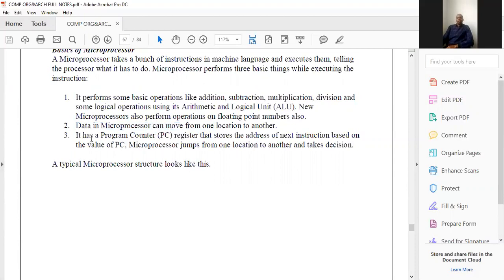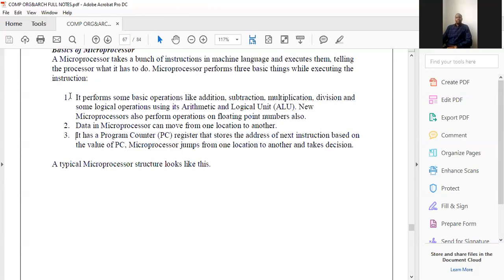And then it also has a program counter register that stores the address of the next instruction. Based on the value of the PC, the microprocessor jumps from one location to another and takes decisions. So the number three function of the microprocessor is just this simple: to store the address of the next instructions. Now these addresses are carried by a particular bus called the address bus. You remember in the von Neumann architecture, the address bus is the one that carries the address of a data packet or a data token. Data packets and data tokens are terms used especially for networking, but I'll just use them for your understanding. Data bits, let's say that.